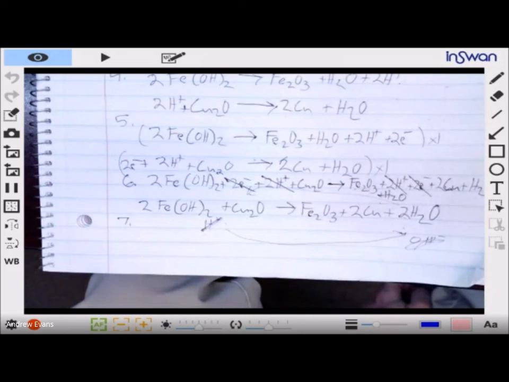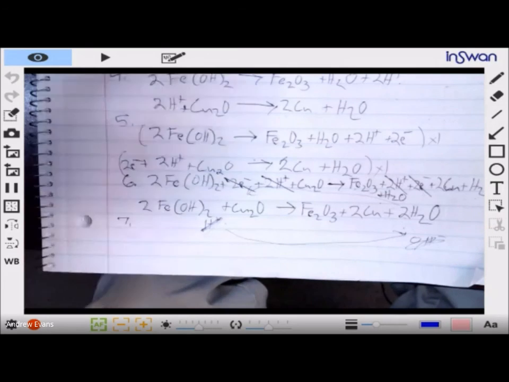But that is how we balance the equation. If you follow those 7 or so steps, you should be able to balance just about anything. Some of them don't need to be done. Some of them, like if there's no oxygens, you don't have to balance the oxygens. If there's no hydrogens, you don't have to balance the hydrogens. But sometimes you have to do all the steps.